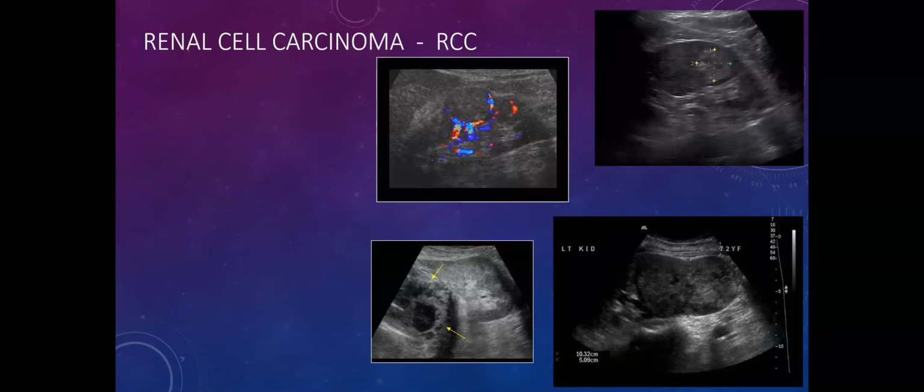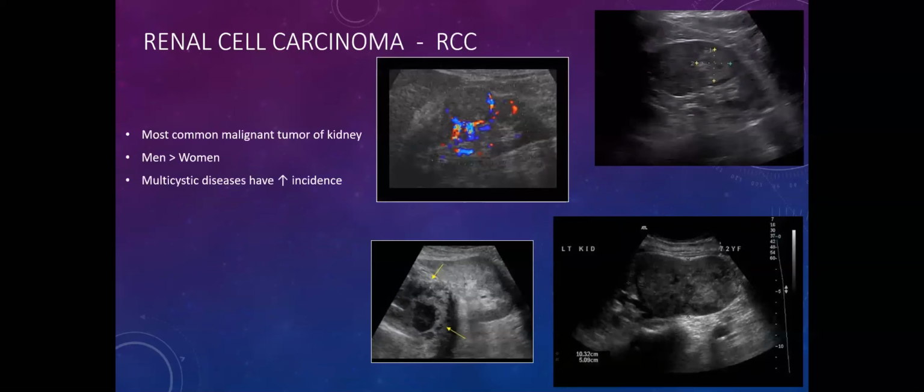Okay, so now we finally talk about actual renal cell carcinoma. Most common malignant tumor of the kidney, men more than women. Multicystic diseases have a higher incidence. So polycystic kidney disease, von Hippel-Lindau, tuberous sclerosis, acquired disease caused by many years of dialysis. All of those increase the chance of someone getting renal cell carcinoma.